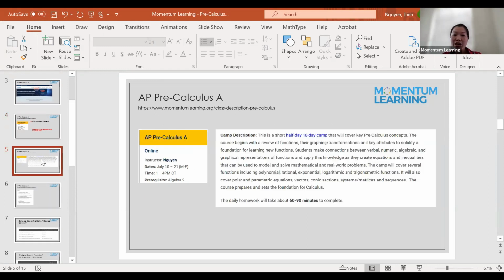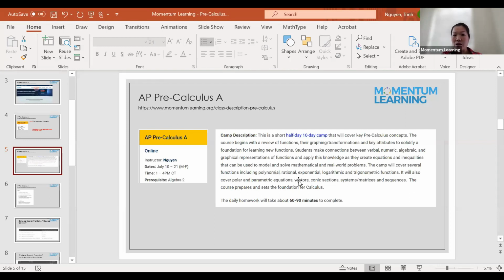So what is pre-cal, right? Pre-cal for our camp right now is a 10-day, short course. It's 3 hours a day from 1 to 4. And we're going to cover as much as we possibly can in that short amount of time. But there's no way I can cover the entire school year's worth of material. That would be too much for our students. The pacing for that would be way, way, way too fast for them to be able to retain and know the concepts.